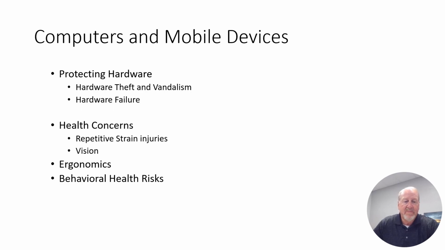Other things we deal with in this chapter are protecting hardware. Thing about it is, there's theft, there's vandalism. Sometimes we have hardware failure, health concerns. We used to call these, they call them repetitive stress or repetitive strain injuries now. It used to be carpal tunnel syndrome, just a new politically correct term.